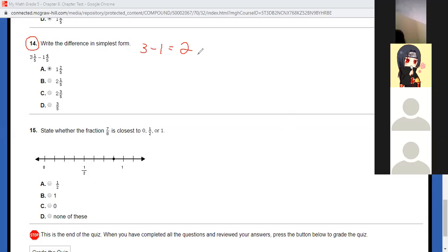Then we have a common denominator, which is 5. But then we have 1 minus 4. That would be -3. Can we do that? No, we can't. That doesn't exist. So there's no way it's C. We know it's not C. It doesn't work that way.